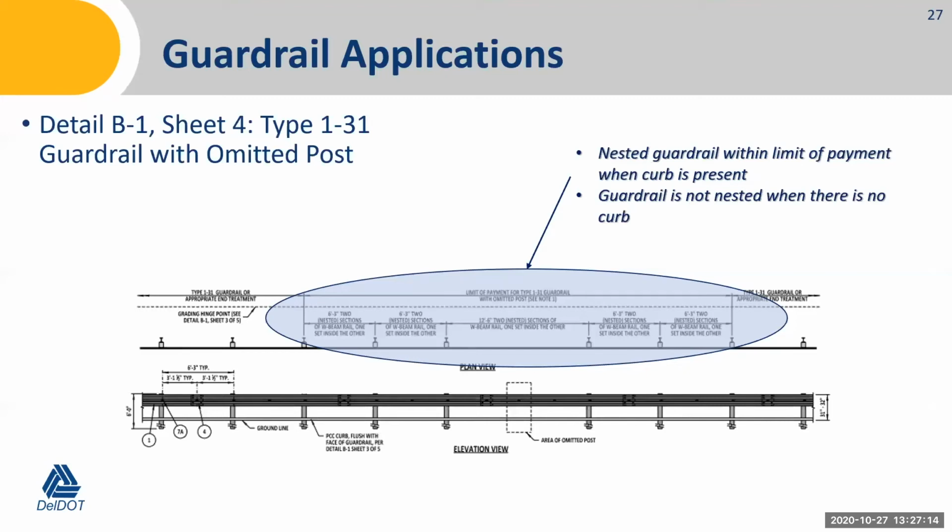The curb requirements are going to be based on sheet 3 of detail B1. Nested guardrail within the limit of payment in this system is used when curb is present. So if we have curb within the payment limits of the guardrail with omitted post, we're using 2 sections of W-beam guardrail nested together. That's shown in the detail. If there's no curb, then we don't need to nest the guardrail.